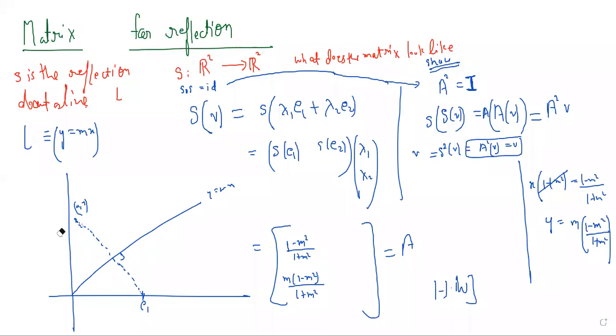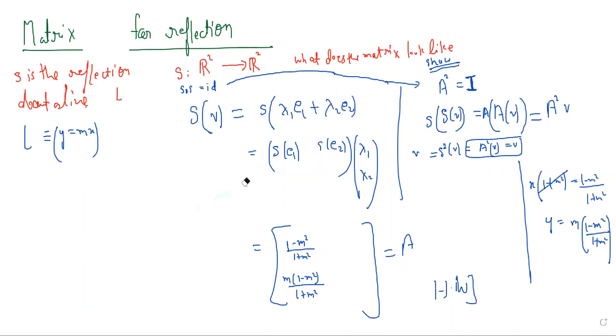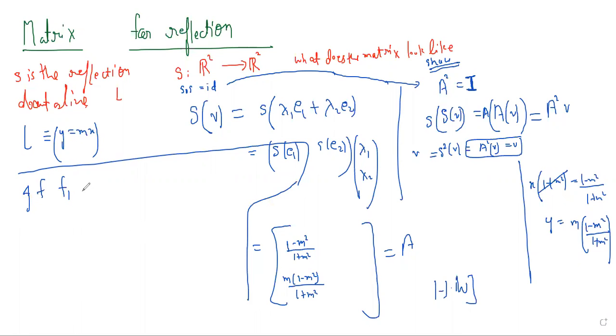Why? Because again, linear functions are determined by 3 points. If something happens for 3 points, they match, then they match for everything, right? So again, this is a question for you guys. This is just straightforward. If F2, because this is part of the screen which I cannot see.